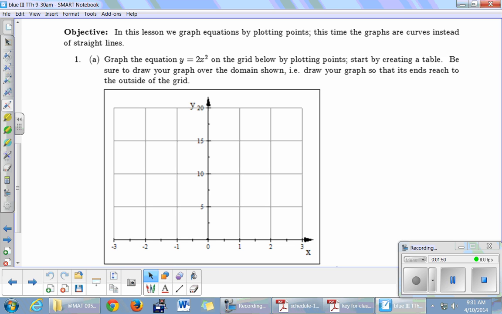Okay, so I think this will be a welcome change of direction for some of you. This is really quite different than the material we've been covering. We're just going to be plotting points, but instead of the points lying on a line, they're going to be on a curve. So can we go to Geneva for part A, number 1A?